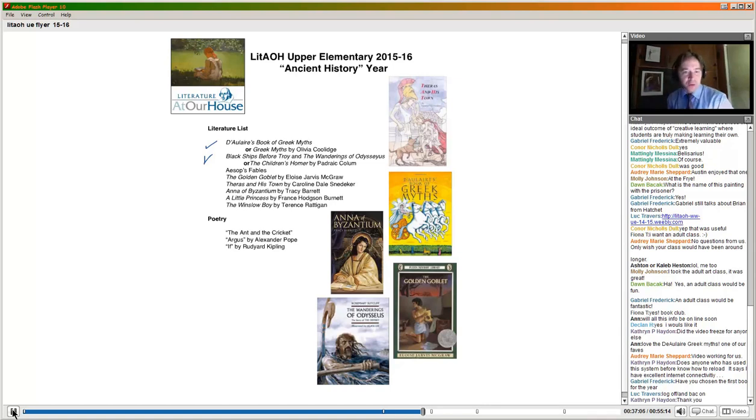So have I chosen the first book of the year? I haven't yet. It would probably either be Aesop's Fables, or I might dive into the Golden Goblet, one of those two. Golden Goblet, Egypt, chronologically would be the first one.